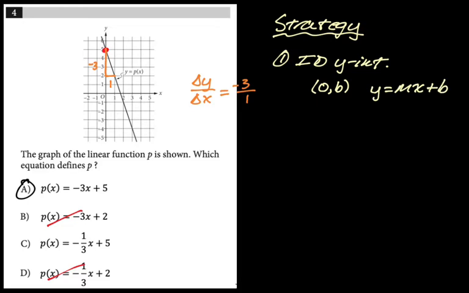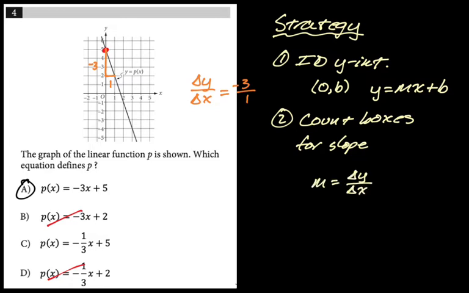And then we know the equation is y equals mx plus b. It's very important that you know that equation going into this. M is the slope, b is the y-intercept. And then I would just count boxes for the slope. So like you can use the slope formula, but more often than not, you can actually just count boxes on these sorts of problems. So the slope will be delta y over delta x.